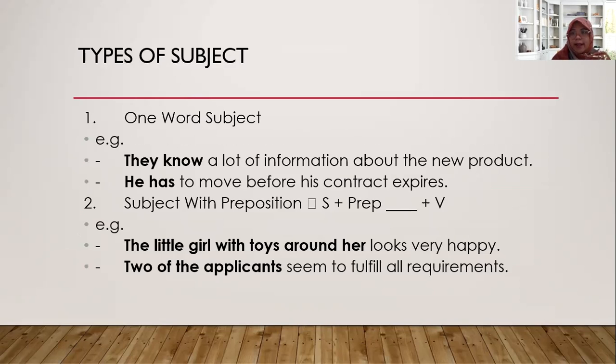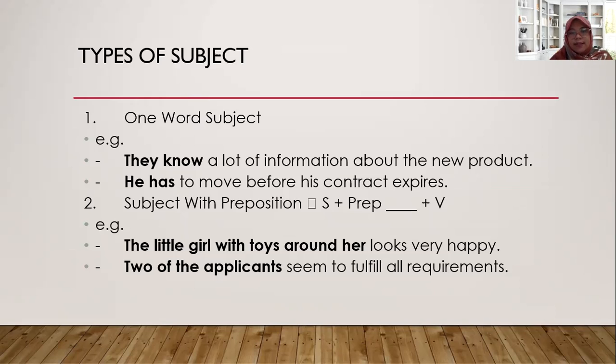Actually there are three kinds of subject. The first one is the one word subject. They know a lot of information about the new product. They is the subject and know is the verb, and they meet directly. So the subject meets the verb directly. It's called a one word subject. He has to move before his contract expires. So he directly meets the verb has. In this case, as its name says, the subject contains only one word.